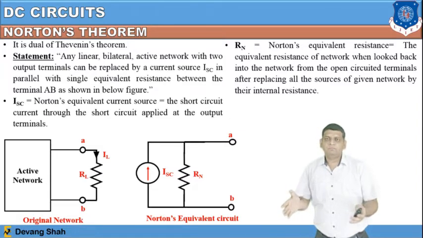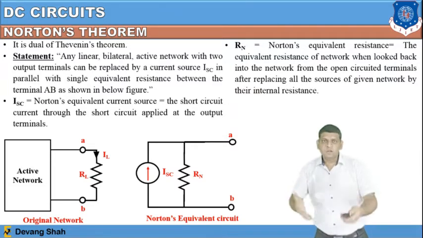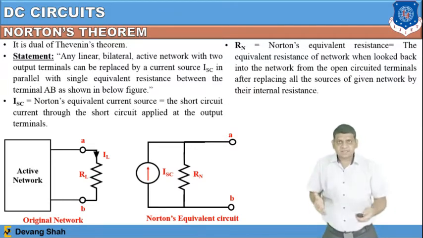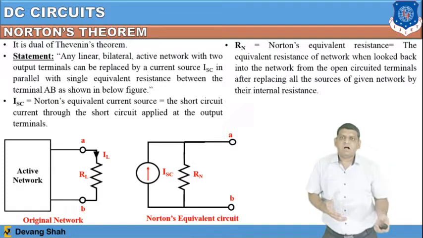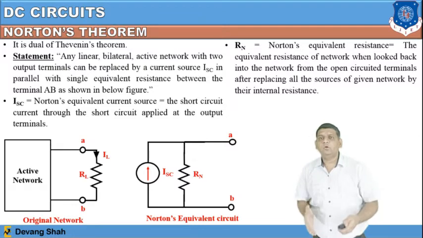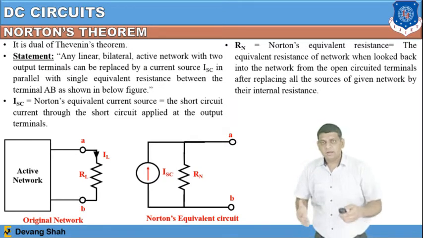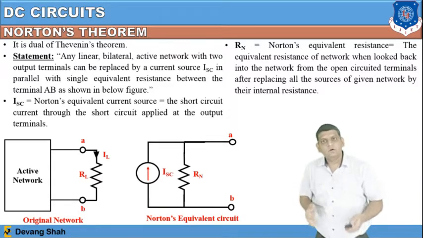So, both are in parallel, and then you have to connect your actual RL, right? Here, the ISC is nothing but the Norton equivalent current source, where if you remove the RL at the initial part, then you have to make that particular terminal A and B short, and whatever current is passing through terminal A and B is defined as your short circuit current, right?